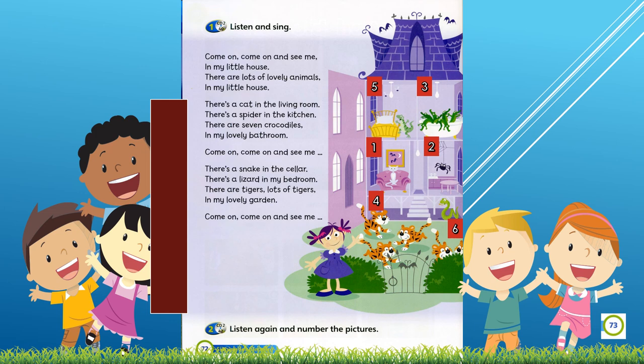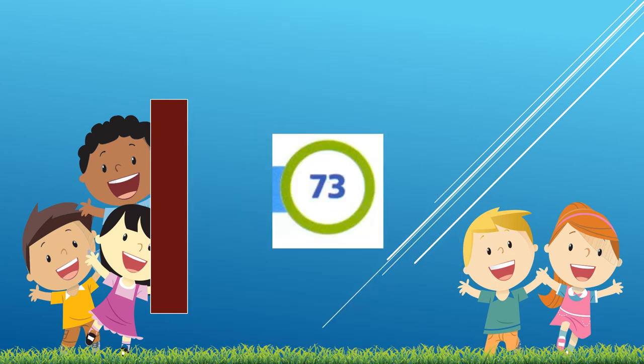Very good. Now turn to page 73. Did you open page 73 already? Great. Number one shows a park. Do you remember what a park is? Like we said, some children go to play at the park some days or at the playground. But park is spelled P-A-R-K.